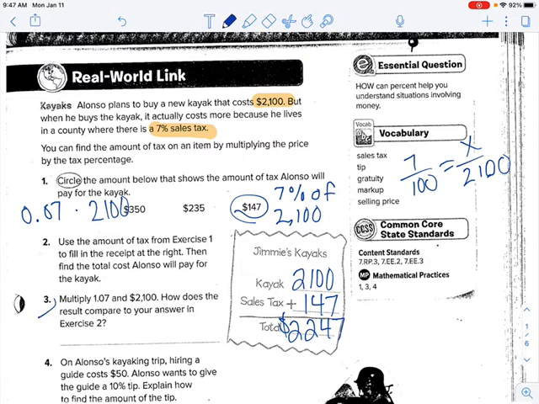Now, if you look at number 3, this is another way to think about it. You could use 107%. And then that would give you just your final answer, and you wouldn't have to add anything, because 100% is the kayak's price plus 7% more for the tax. So you would just use 107%. But that's up to you which way you want to do that.